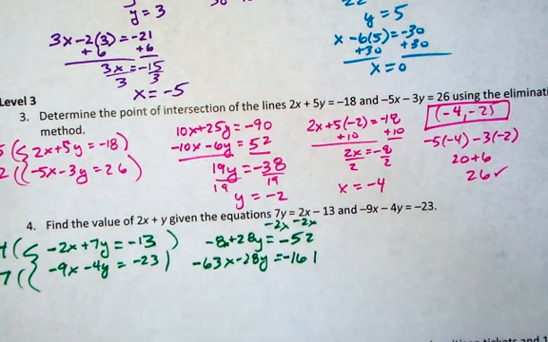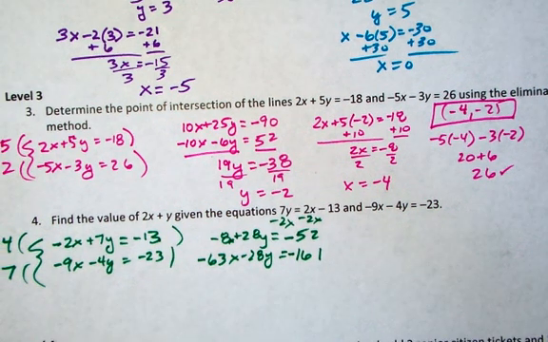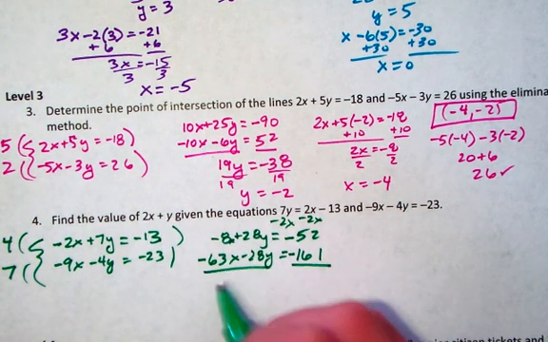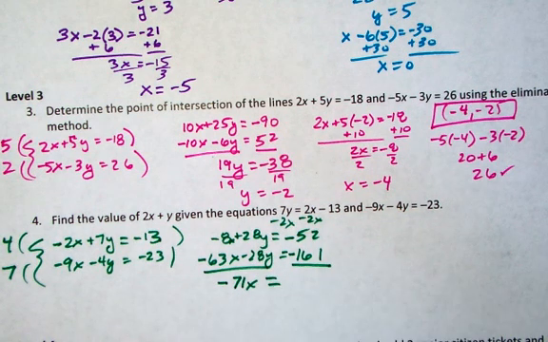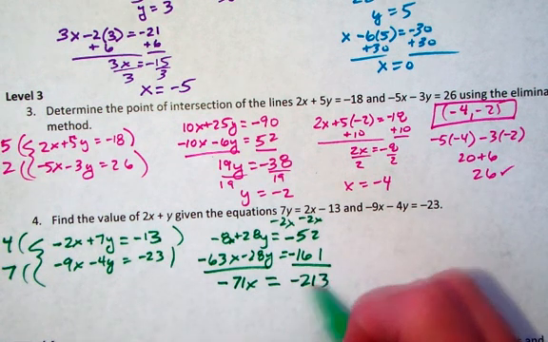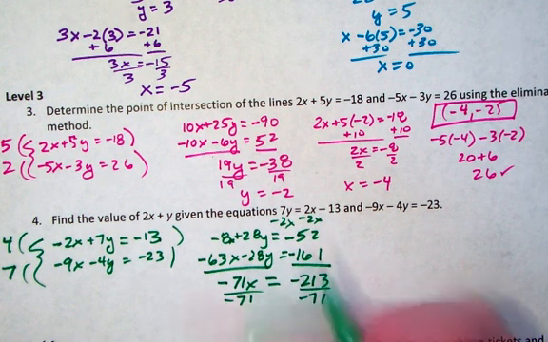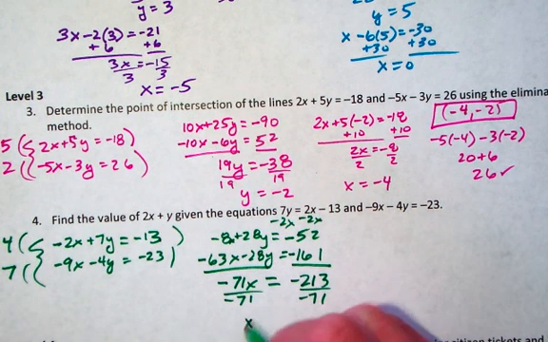Does that sound right? So, I'm going to just double check that really quick with my math here. So we have here 7 times 23. Ooh, that was right. Okay, so I'm going to add these together. Here I'm going to get negative 71x, the y terms cancel out, equals negative 213. I'm going to divide both sides by negative 71. And then we get x equals 3.